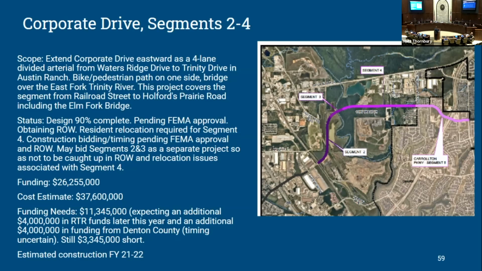Corporate Drive segments 2 through 4. This is sort of the centerpiece of Corporate Drive from Railroad Street to Holford's Prairie Road, including the bridge over the Trinity River.